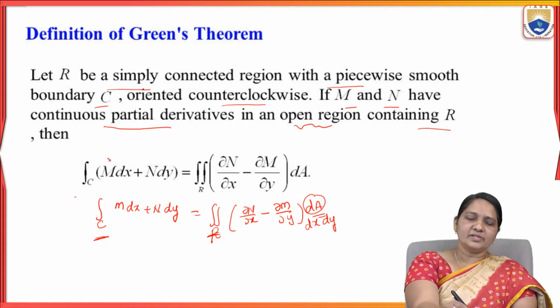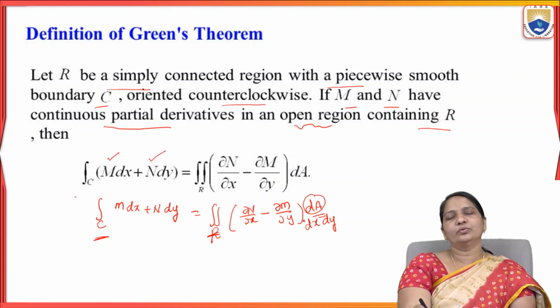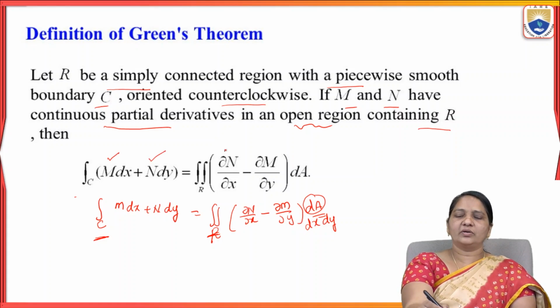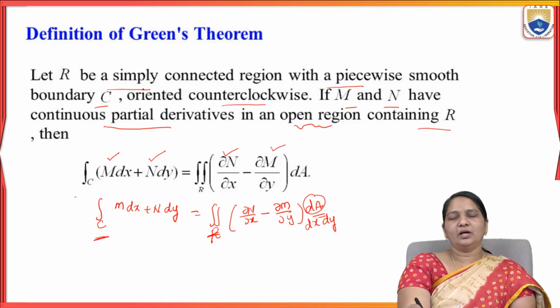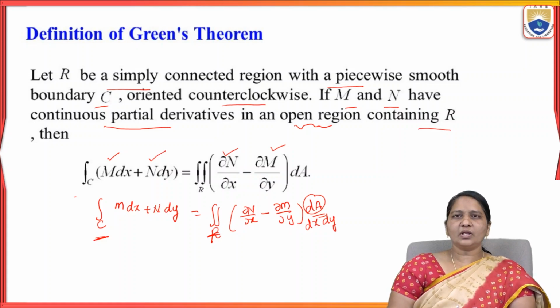Here we have to identify what M is and what N is. After that, we can calculate dou N by dou x and dou M by dou y to calculate the area, either by using the surface integral or along the line integral. Now we are going to see how we can implement this statement in a problem. So, see the problem now.